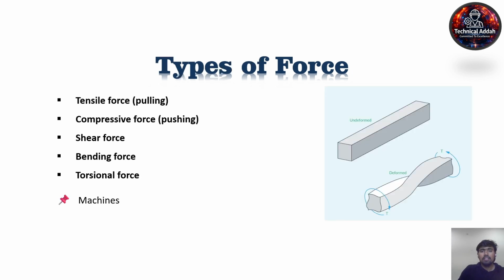Now, we will discuss the types of forces. Generally, there are five types of forces. The first one is the tensile force. Tensile force means the pulling force. If someone is pulling this, means a force is applied from here and from here. This is the pulling force, also known as the tensile force acting on a body.